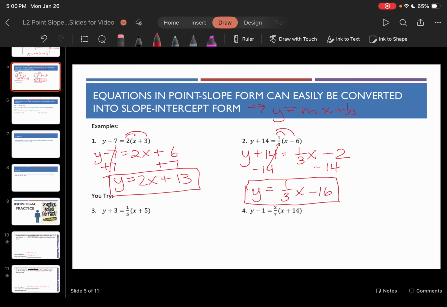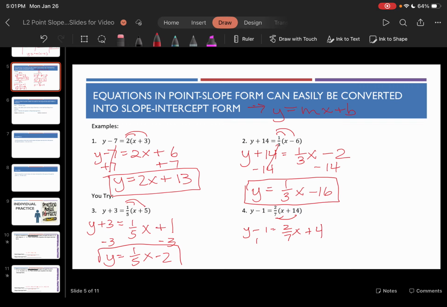Okay, so hopefully you tried these. Let's go through it. We're going to distribute this 1/5, that's the slope, right? And we would have y plus 3. I'm going to go through this a little faster now because you should have done this on your own and used a calculator. So this should be y equals 1/5 x minus 2. And then over here, we're going to distribute that 2/7. And then we're going to add 1.